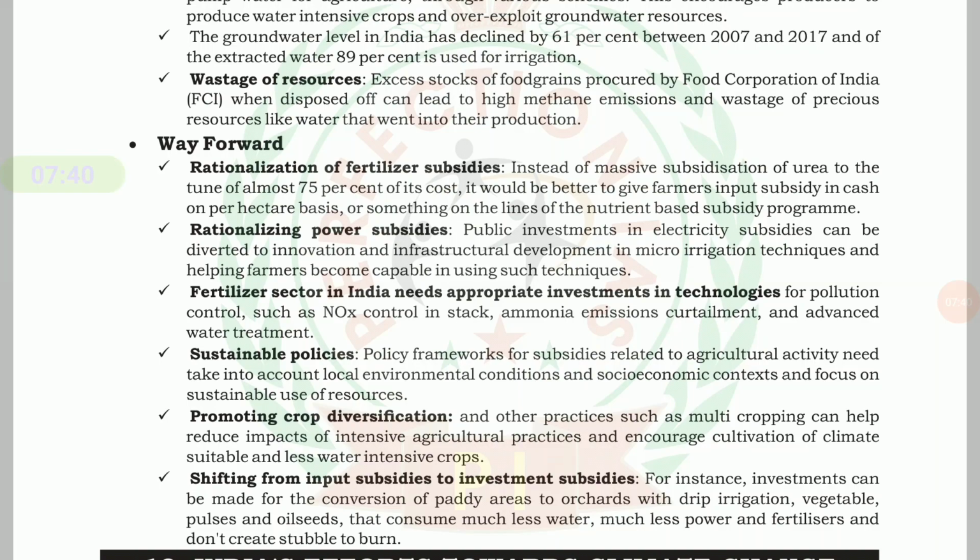The fertilizer sector in India needs appropriate investment in technologies, and this can be done in the coming time by making more effective and impactful fertilizers, which will lead to sustainable policy, promoting crop diversification and shifting from input subsidy to investment subsidy. That is, subsidies should be given in such a way that they support what companies are actually exporting. Whatever a country exports increases its GDP, so such exporting sectors should be given export subsidies instead of input subsidies.